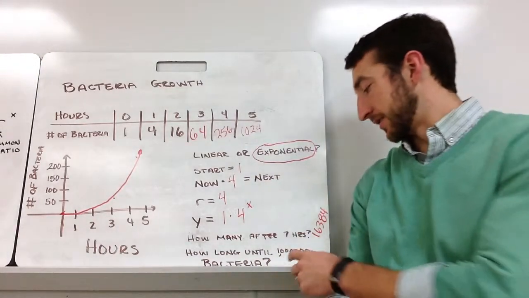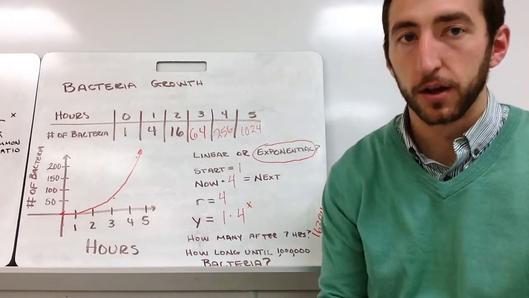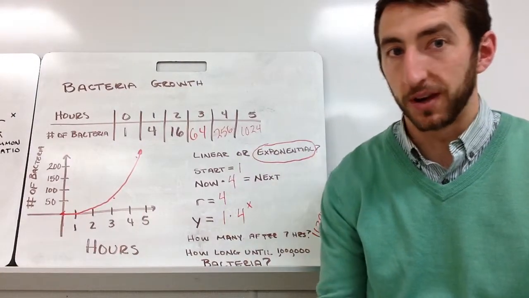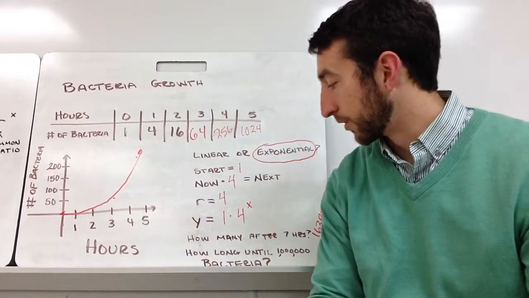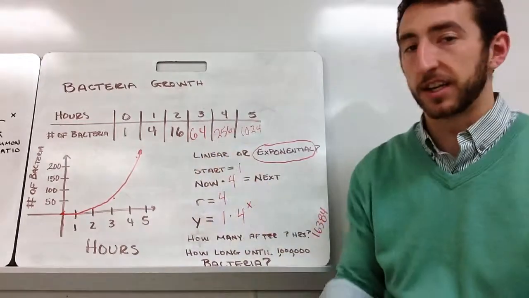Now the other part is this. How long until you reach 1,000,000 bacteria? In order to solve this algebraically, you would need logarithms. But we haven't learned logarithms yet, and you won't learn that until Math 2. So what we're going to have to do is use this strategy where we multiply by 4 each time and just keep track.